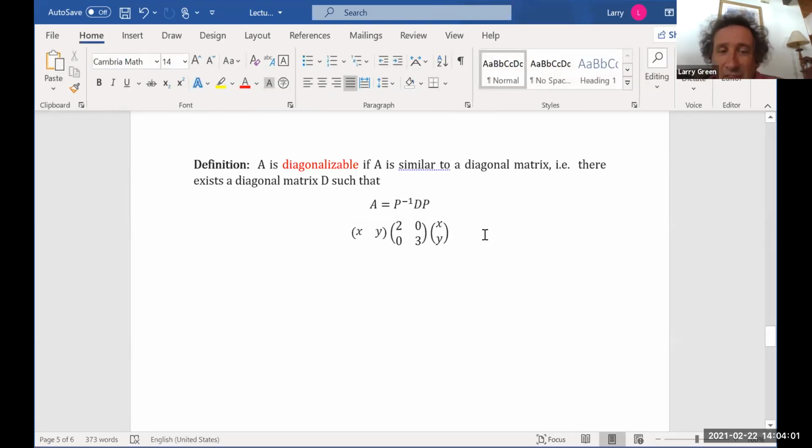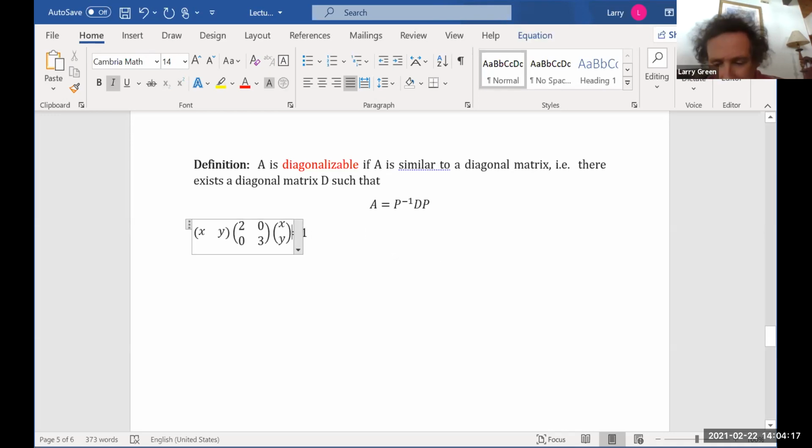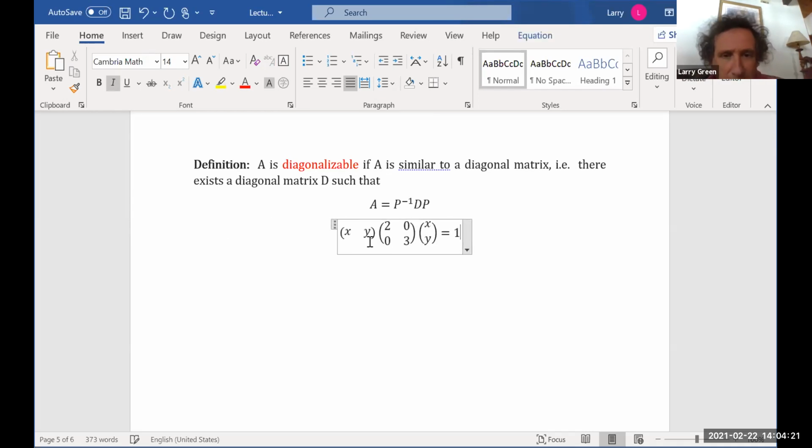I want you to do this. What do you get? I want you to do this multiplication. So it's [x y] times [2 0; 0 3] times [x; y]. And I'll even put an equals 1 just for fun. Tell me what you get.